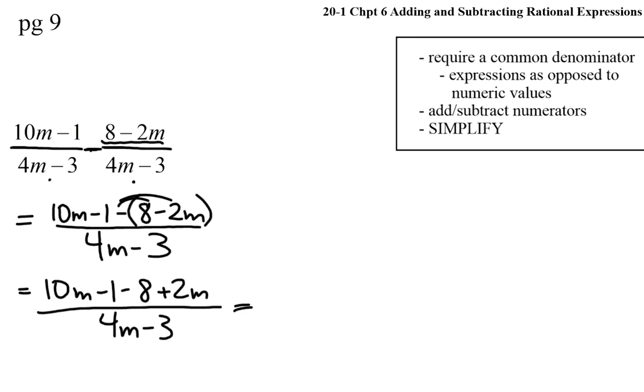What can I do to simplify here? Well, 10m and 2m is 12m. Negative 1, negative 8 is a negative 9. And that's over 4m minus 3.